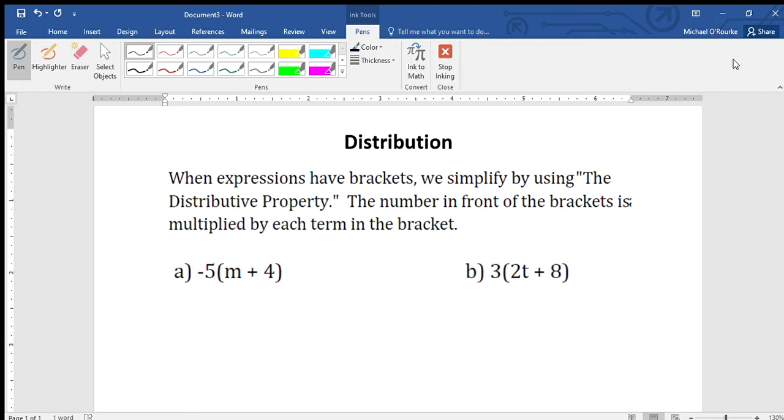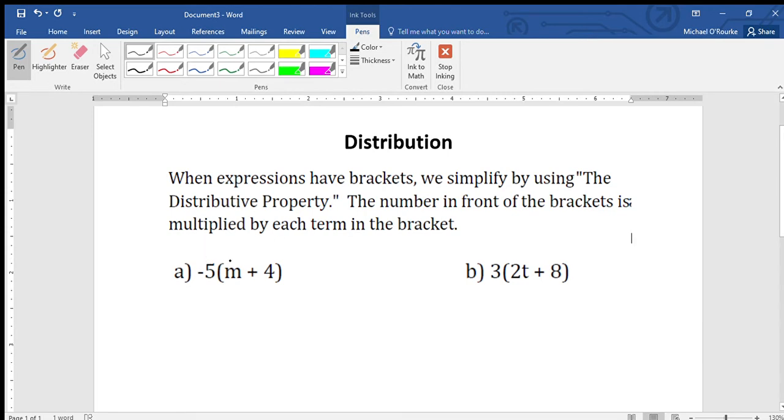So today we're taking a look at distribution. Okay, so take a look at the definition. Distribution is when expressions have brackets. We simplify by using the distributive property, or as I call it, rainbowing. The number in front is multiplied by each number inside the bracket.